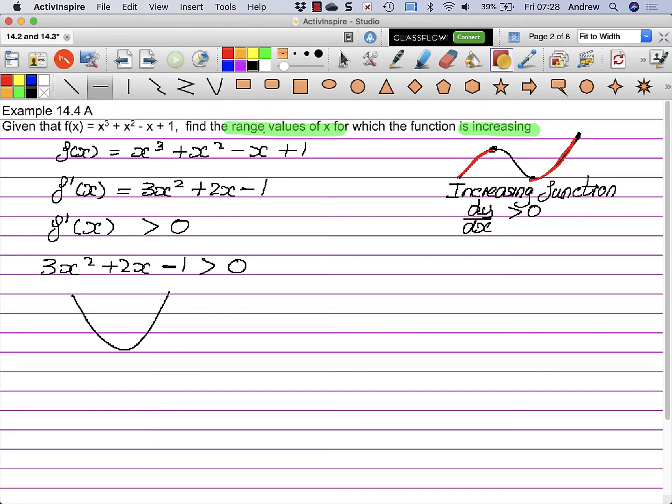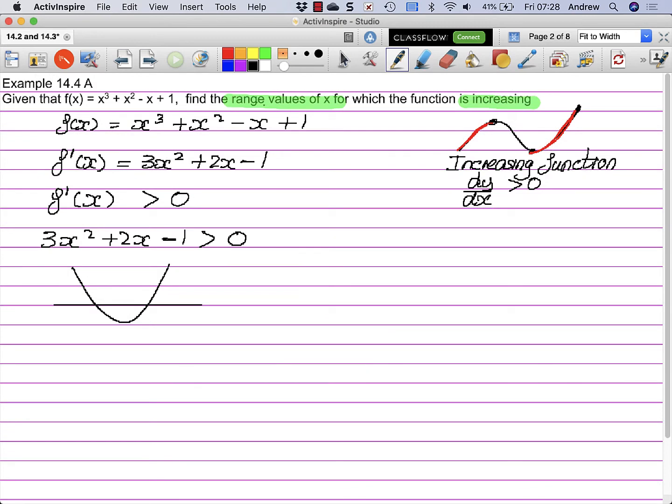So we draw the sketch, and we're looking to solve it for greater than 0. So we're looking to solve it for this part here and this part here, which means it's going to get answers down here and down there. So in order to solve this, we are going to have to find the boundary points again.